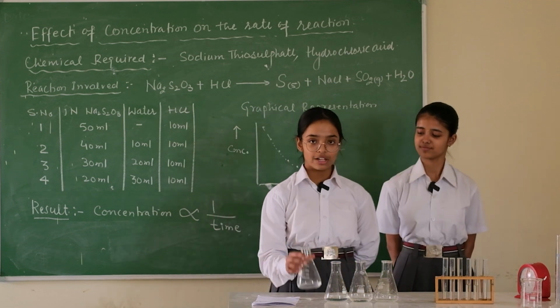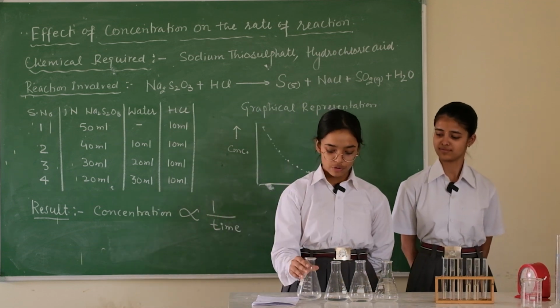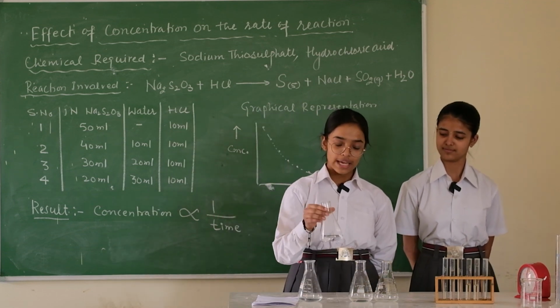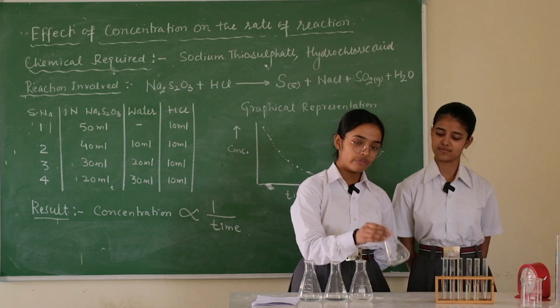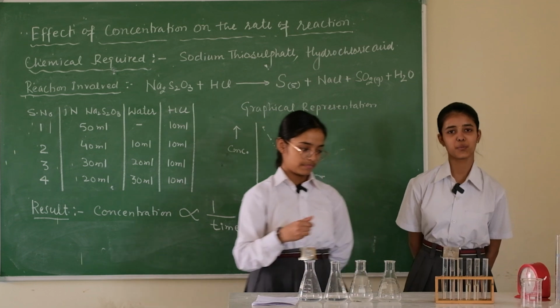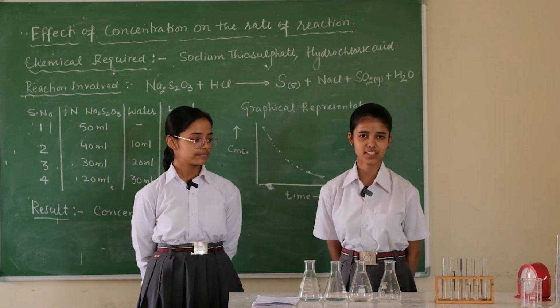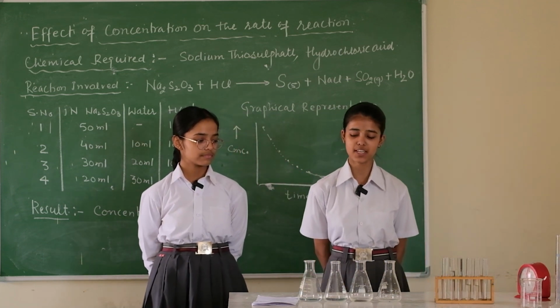Now in the first conical flask we have 50 ml of sodium thiosulfate, in second 40 ml, in third 30 ml, and in fourth we have 20 ml. Now we will make the volume of each conical flask equal, that is 50 ml each.